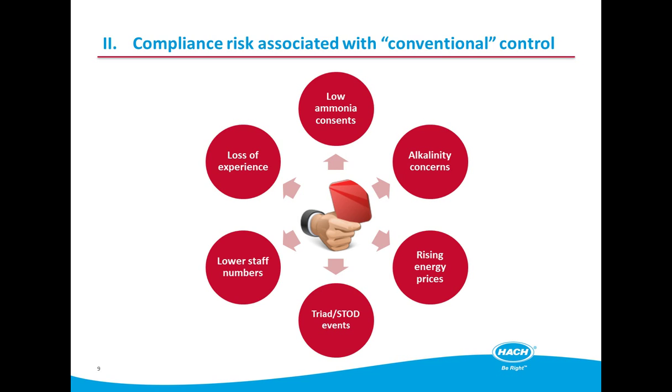So ammonia consents tend to travel in one direction, and that's not upwards, it's always towards zero. Future low phosphorus consents will have to drive a high chemical consumption, which could generate alkalinity issues, again impacting on the ammonia treatment capability of the plant.